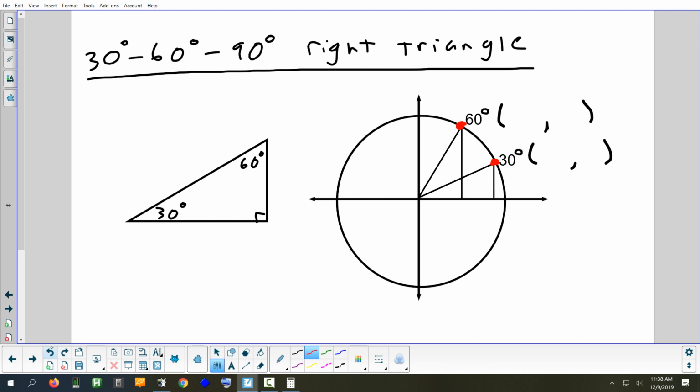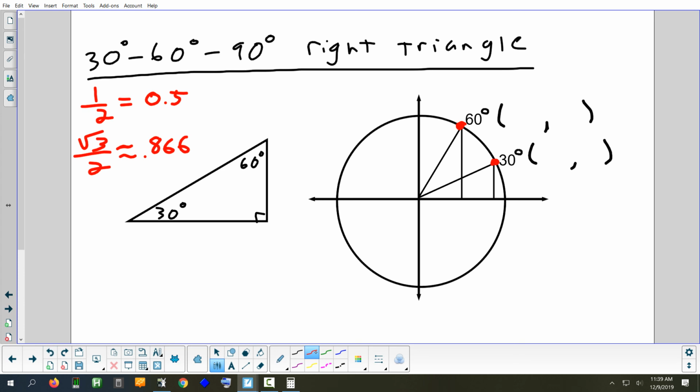So the two numbers that you have to remember for the 30 and the 60, and I could prove this to you with Pythagorean Theorem, are 1/2 and square root of 3 over 2. Now, 1/2 is what as a decimal? 0.5. Square root of 3 over 2 is about, if you divide that on your calculator, 0.866. Which one is bigger? Yeah, square root of 3 over 2 is bigger.